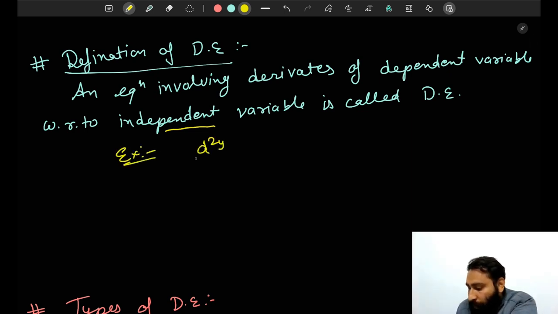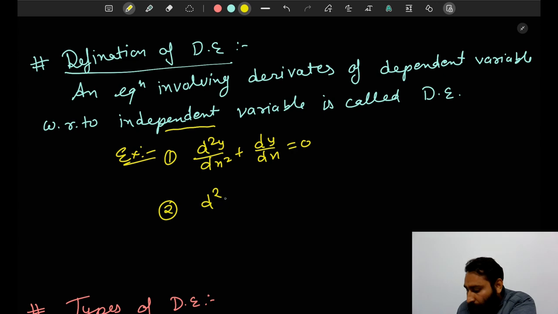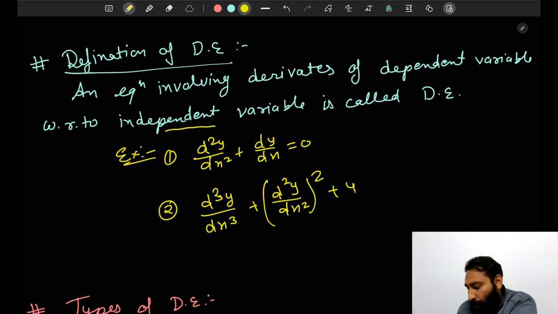like d square y by dx square plus dy by dx is equal to 0, or second example we see that d cube y upon dx cube plus (d square y upon dx square) whole square plus y, like that, are called differential equation.